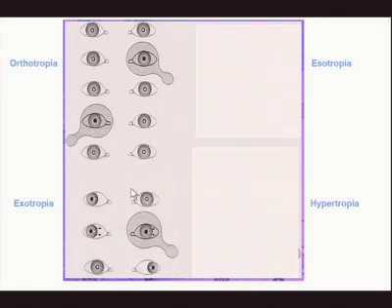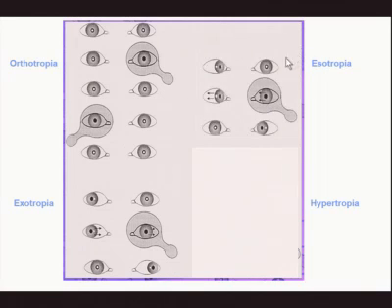In exotropia, the right eye looks like it's turning out. Then you put the cover over the straight eye, and the right eye turns inward, and then the left eye will also turn in the same direction. So now when you take the cover away, now you have a left exotropia.